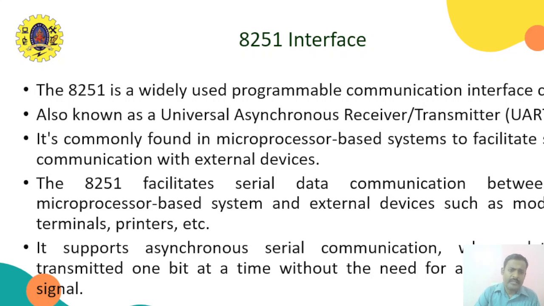So the 8251 is a widely used programmable communication interface chip. It is also known as UART, that is Universal Asynchronous Receiver Transmitter. It is commonly used in microprocessor-based systems to enable serial communication. The 8251 facilitates serial data communication between a microprocessor-based system and external devices like modems, terminals, printers, and all others. It supports asynchronous serial communication where data is transmitted one bit at a time without the need for a separate clock signal. So bit by bit it will be transmitted continuously through a serial port.